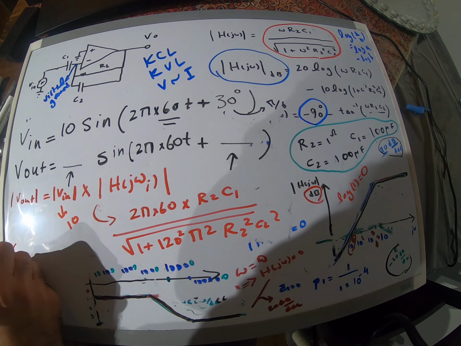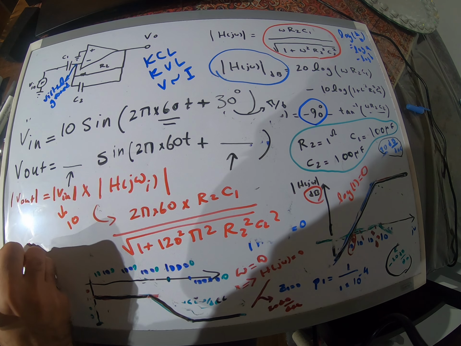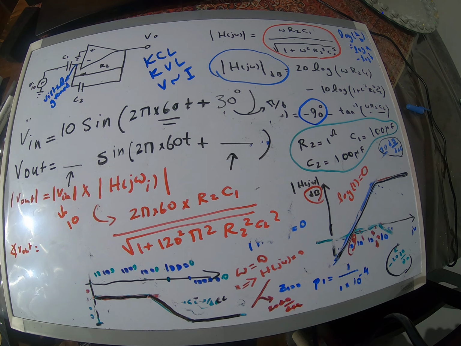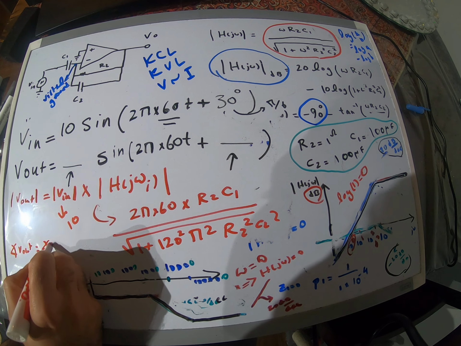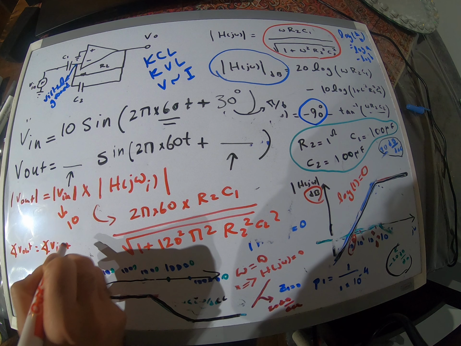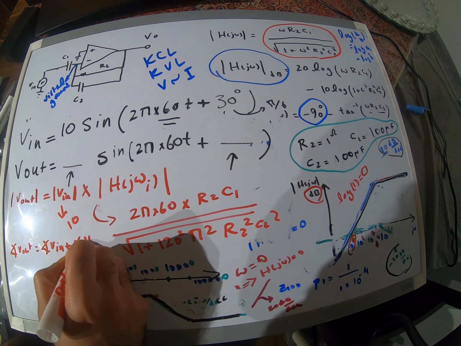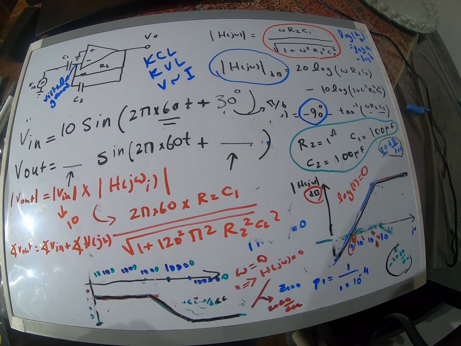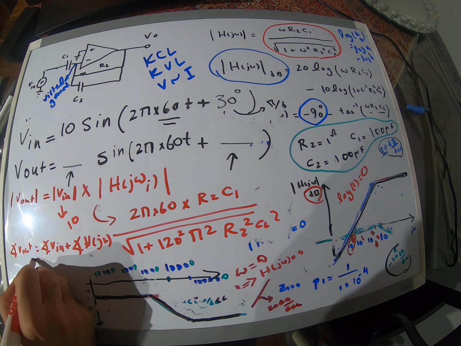How about the phase of output? Can you guess what the phase is going to be? It's going to be the phase of input plus phase of H(j omega). Okay, so what is our phase of input? It's 30 degrees or pi over 6.